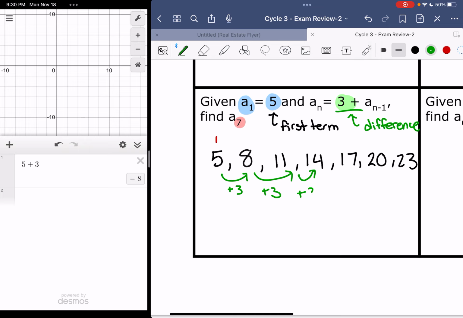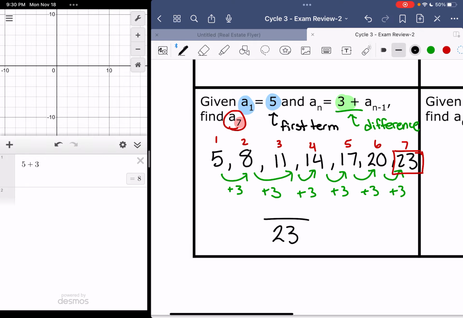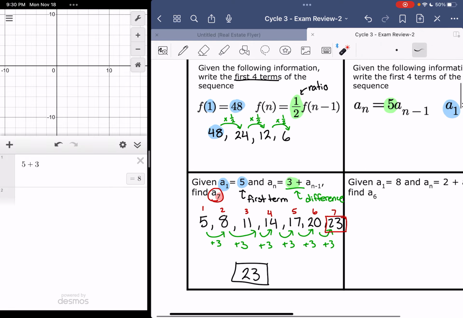Okay, again, each time we're adding 3, adding 3, adding 3, and adding 3. And if you look at that, we have term 1, 2, 3, 4, 5, 6, and 7. It said find A7. So A7 is right here, 23. So my answer should be 23. Again, just be really careful. This one was 1/2 being multiplied by everything, so that's why we were multiplying, right? This one was 3 plus, and that is why we were adding.